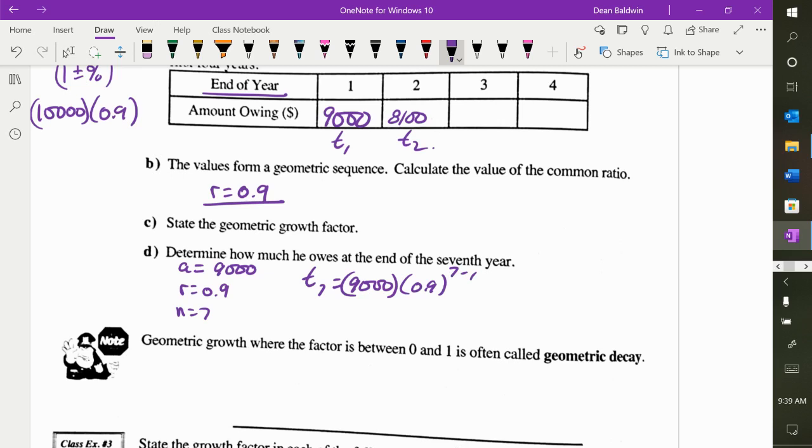So T7 is going to be A times R to the 7 minus 1. So how much does he owe at the end of the 7th year? 4,782. What did I say? Now, singing, what did I say? 3,600. Yeah. Thank you for remembering that. You did not say that number.